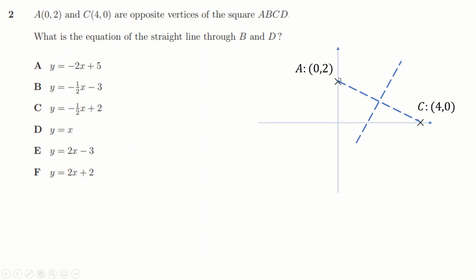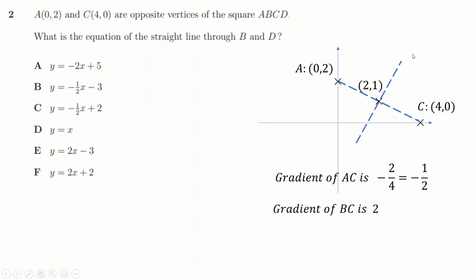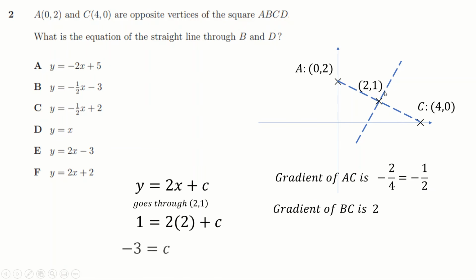So all I need to do is say, well, the midpoint of it is 2, 1, I guess, 2 across, 1 up, because it's 2 down, 4 across. And the gradient is minus 2 over 4, which is minus a half. So the gradient of this perpendicular one is 2. So the equation of this line, which goes through B and D, will be y equals 2x plus c, where it goes through 2, 1, and then you can find out c, and you can say it's going to be this thing here.